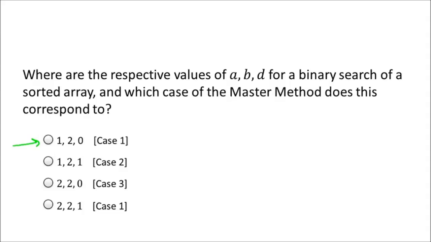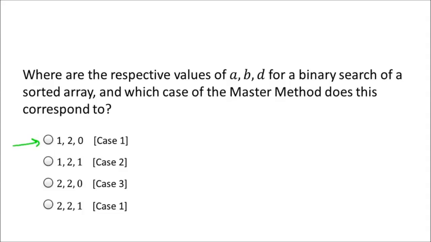Now, in any case, you recurse on half the array, so like in merge sort, the value of B equals 2. You recurse on a problem of half the size. And outside of the recursive call, the only thing you do is one comparison. You just determine whether the element you're looking for is bigger than or less than the middle element of the array that you recursed on. So that's constant time outside of the recursive call, giving us a value for D of 0.